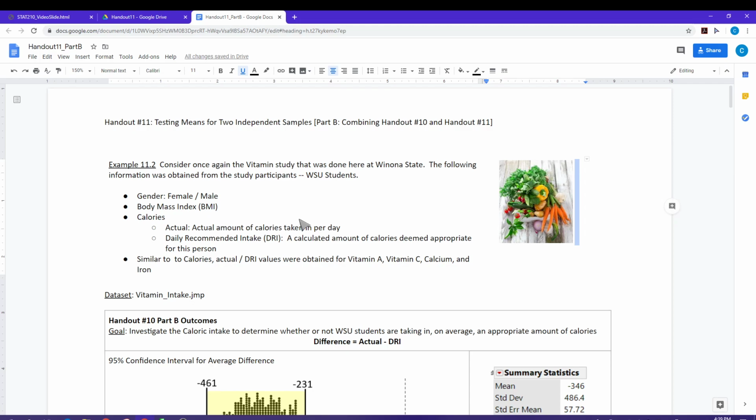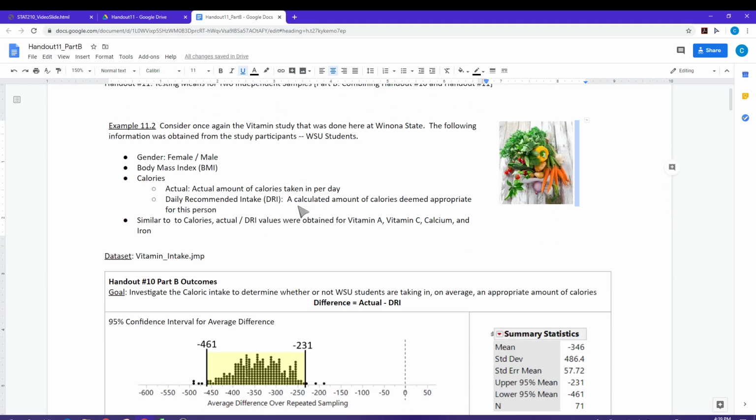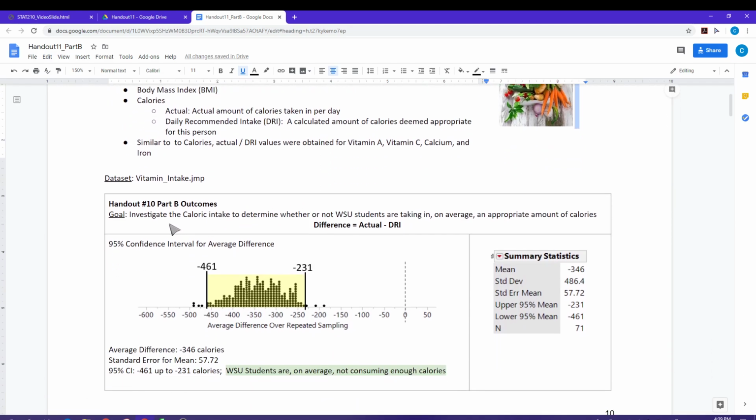The example that we're going to consider here is the vitamin data set that was done here at Winona State University. What we investigated in handout 10 was whether or not the caloric intake for WSU students was on target. We computed the actual caloric intake and subtracted it from the daily recommended intake. We used that difference in our analysis.